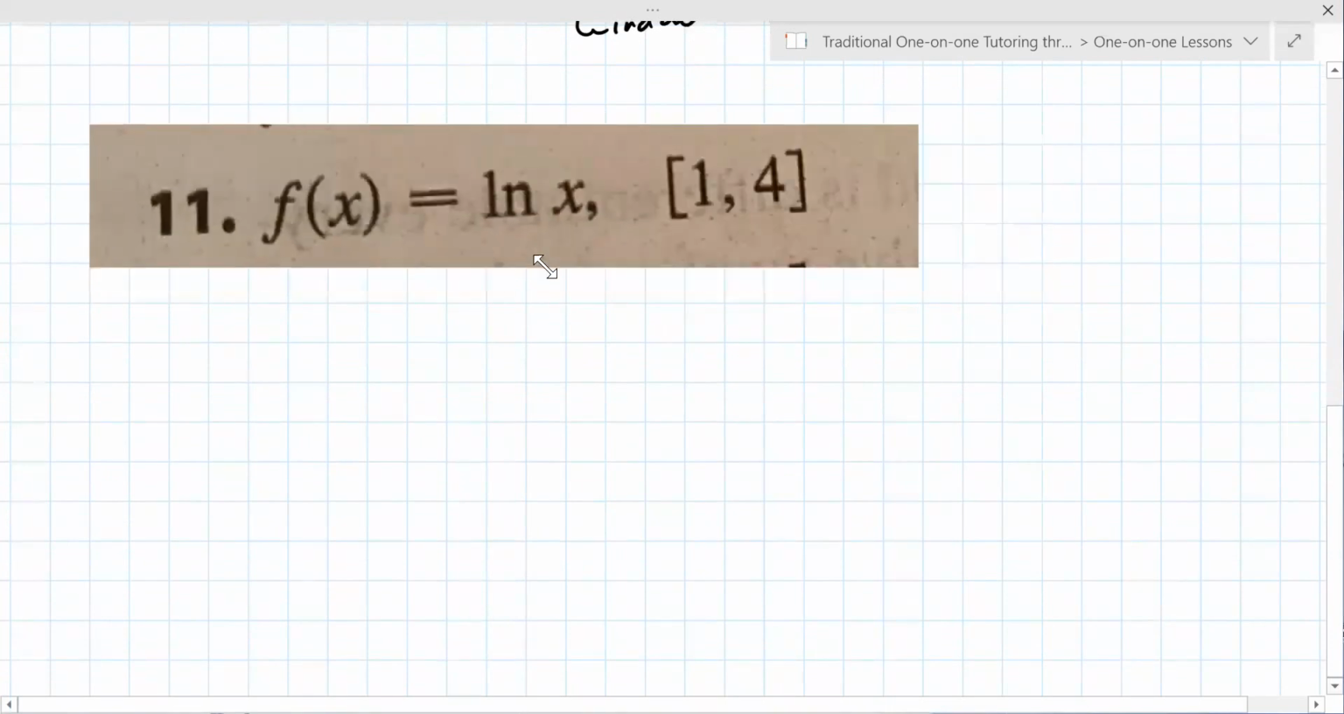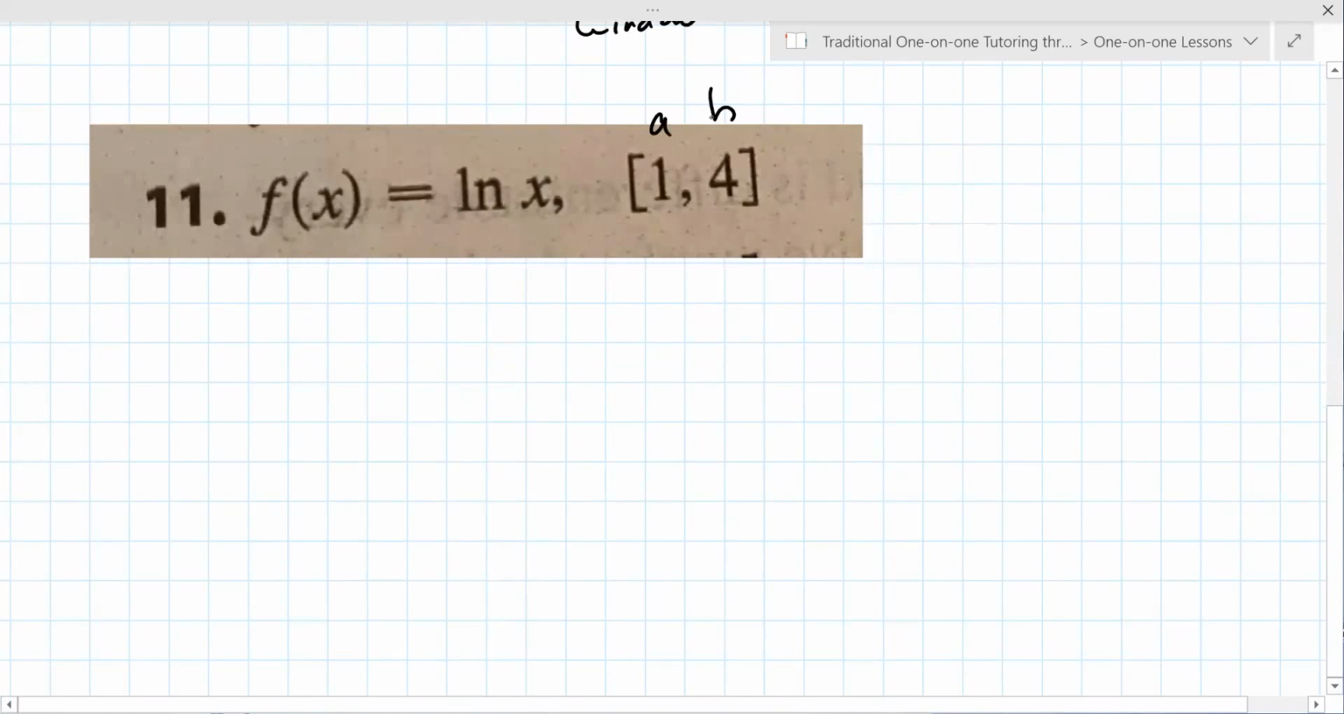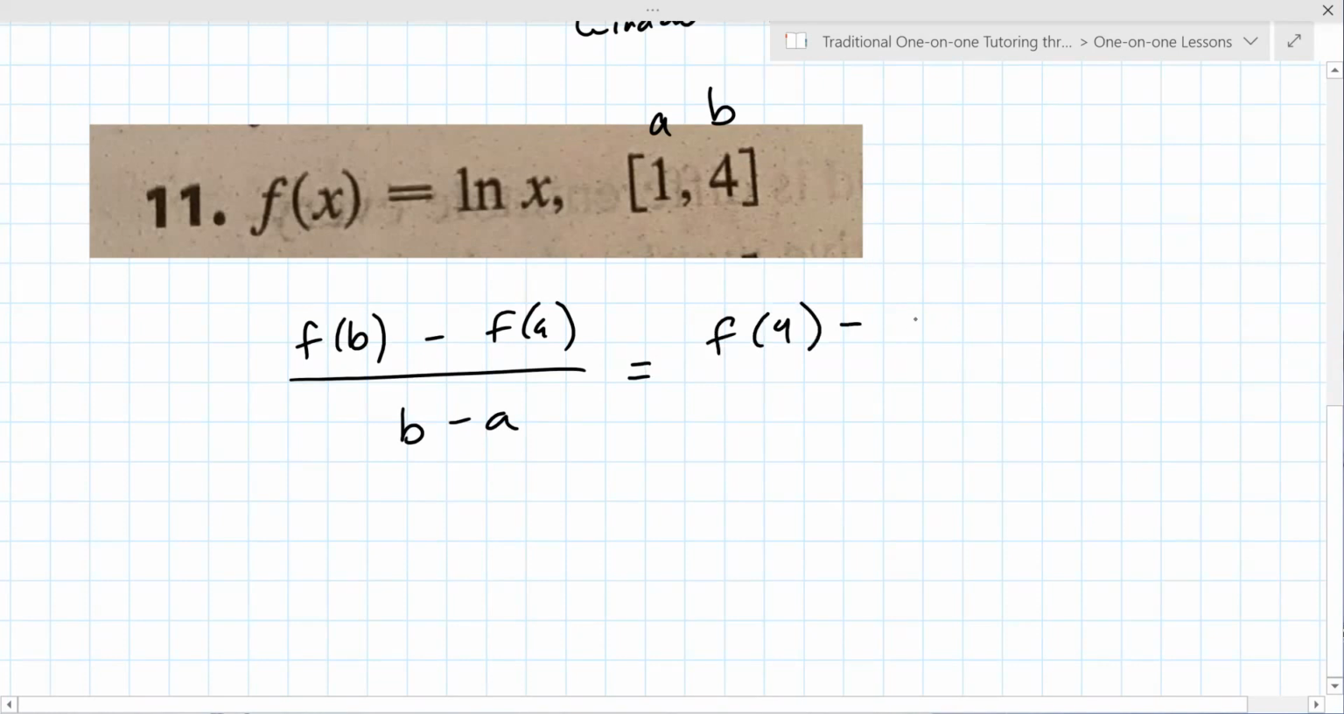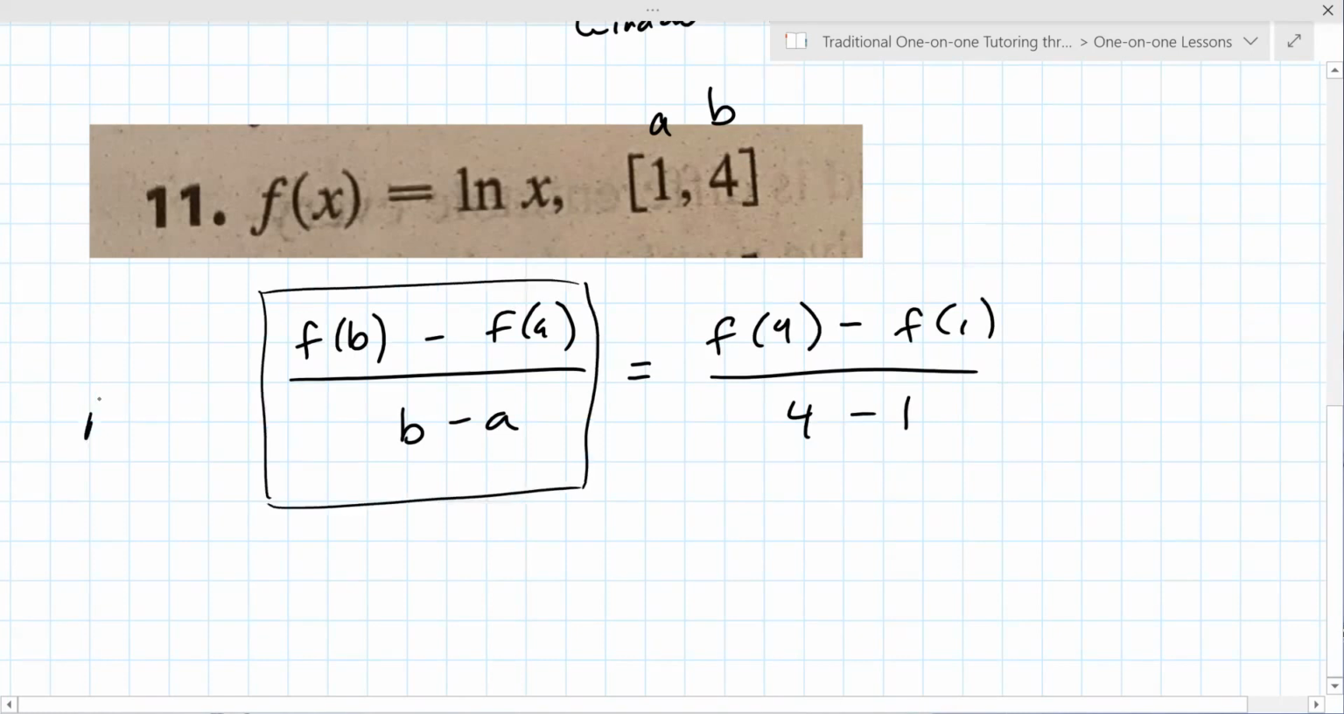Okay. So again, you have to evaluate both endpoints. f of b minus f of a over b minus a, so f of 4 minus f of 1 over 4 minus 1. And by the way, this right here is the average rate of change. You probably saw that in a previous part of the course.